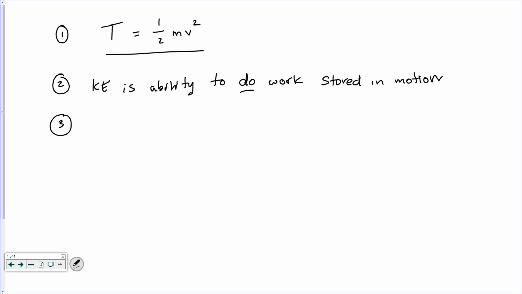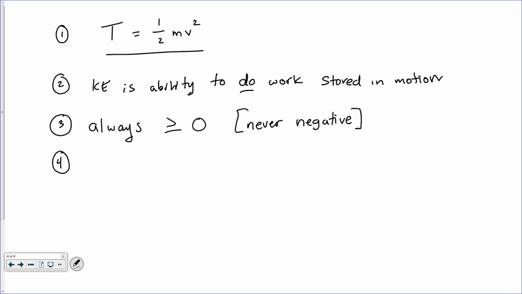Kinetic energy is always greater than or equal to 0. It is never negative. The only time that it's 0 is when the object is not moving. But if the object is moving, then it must have positive kinetic energy. It's always positive because the mass is positive, and the speed, no matter what it is, you square that value, that will be positive as well.